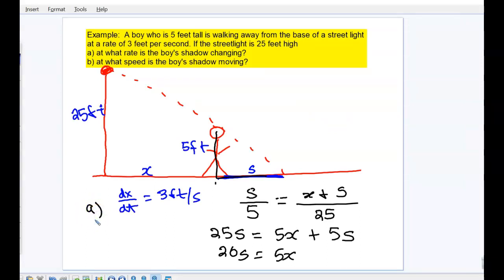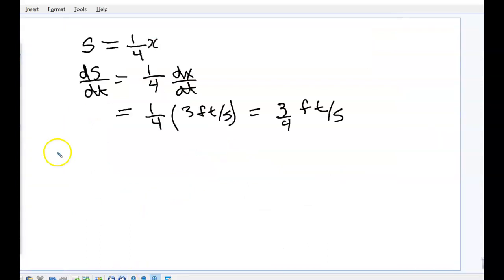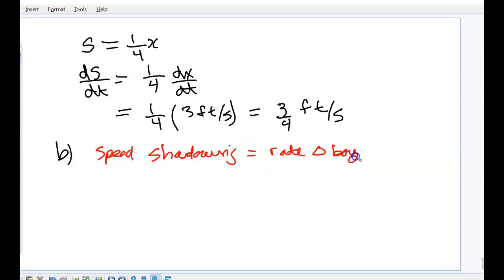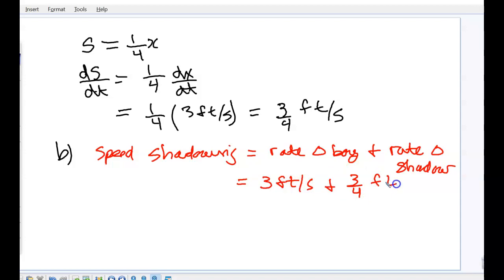Now in part B, they want us to find the speed of the shadow. The speed of the shadow is really going to equal the rate of change of the boy plus the rate of change of the shadow. So that's going to equal 3 feet per second for the boy plus 3/4 feet per second for the shadow. So the speed of the shadow would be 3 3/4 feet per second.